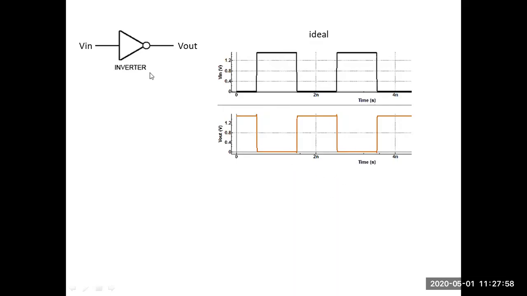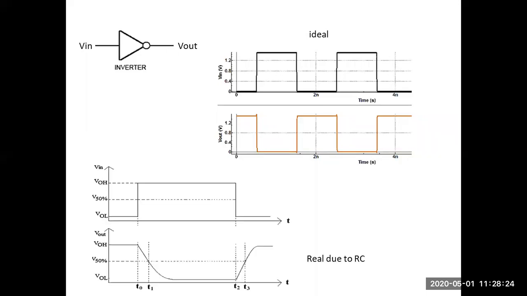But in the real case, this inverter will have some kind of node capacitance at the output here and there will be an RC. The R will be due to the resistance of the wire as well as the resistance inside this inverter gate. So that resistance will be offered by the transistors inside the inverter. So in the real case, my outputs will be something like this. So it means when I apply a step input from 0 to 1, my output will now take some time to fall from logic 1 to logic 0.